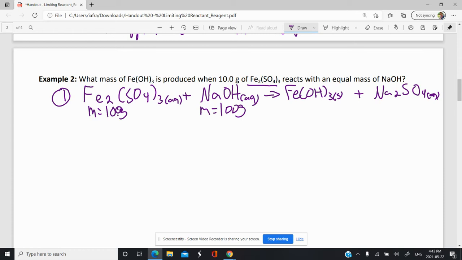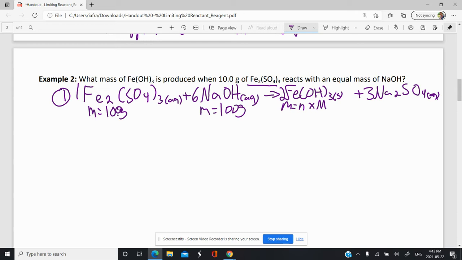So I can put a 2 over here, and I can put a 3 over here, and then I can put 6 over here, and I believe this is going to be 1, and now we're nice and balanced. And our goal in the end is to find the mass of iron 3 hydroxide. So we need to do the moles of this times the molar mass. So essentially we have to find the moles of iron 3 hydroxide using one of the reactants.